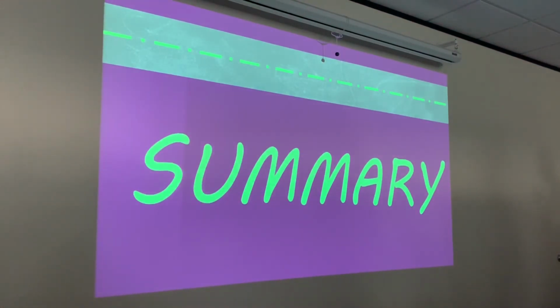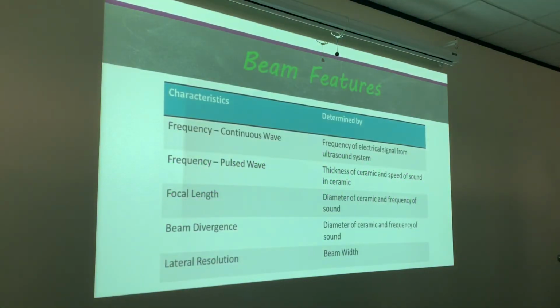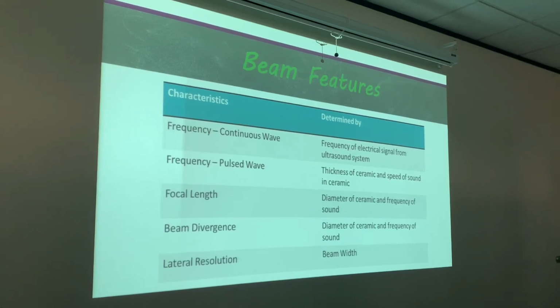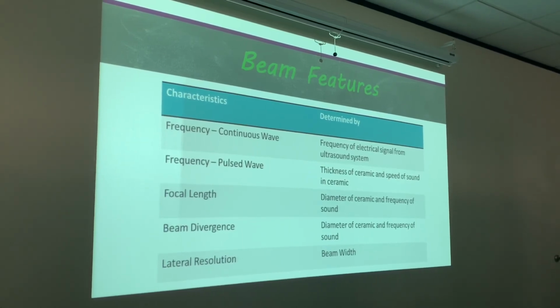All right. So a quick summary right here, guys. And we're going back a couple of chapters with this. These are beam features or characteristics. With frequency of continuous wave, we know that our frequency is going to be equal to the electrical signal coming from the ultrasound system, right? And remember we talked about this chapter.